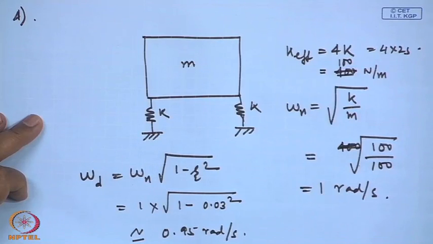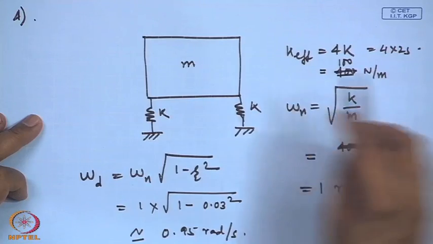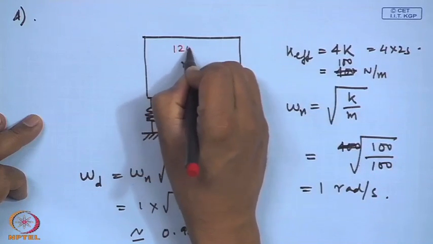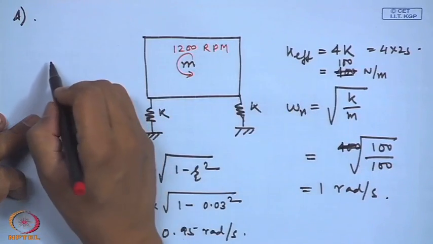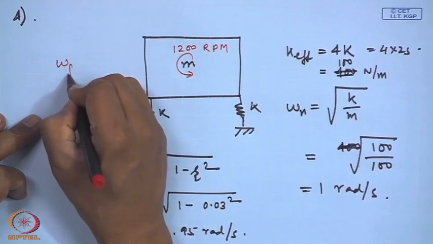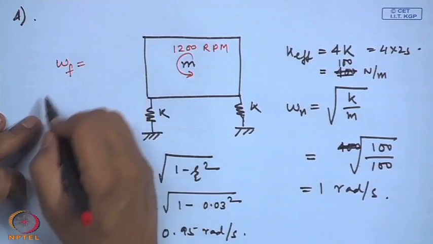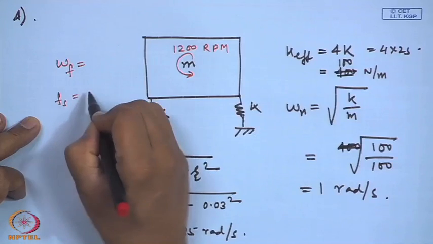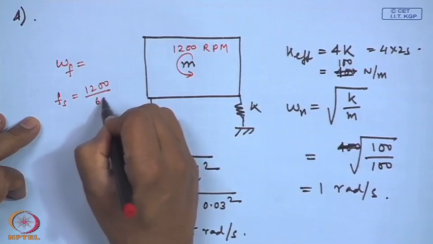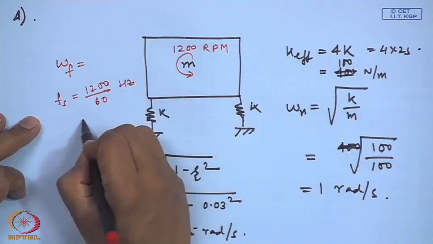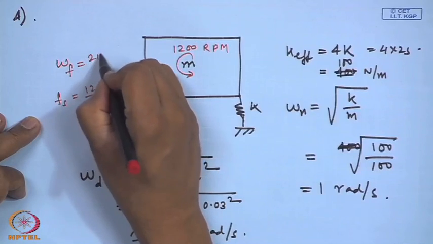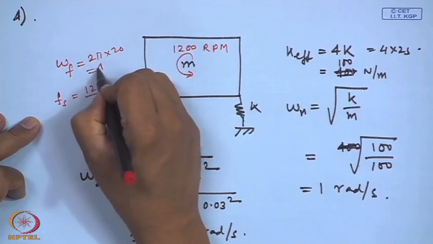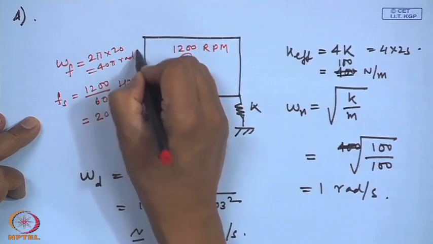Now, of course, the machine was running at 1200 RPM. So, if this machine is running at 1200 RPM, the forcing frequency is nothing but 1200 by 60 hertz, which is 20 hertz, and omega is 2 pi into 20, this is 40 pi radians per second.